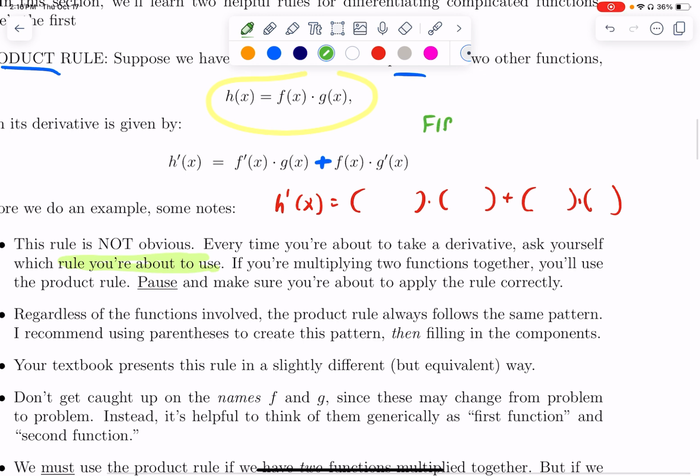I'll write that here. Okay, so it's sort of like first prime times second plus first times second prime. That's not very good mathematical notation, but it's recognizing the pattern instead of getting caught up in, oh, which one is called f and which one is called g.